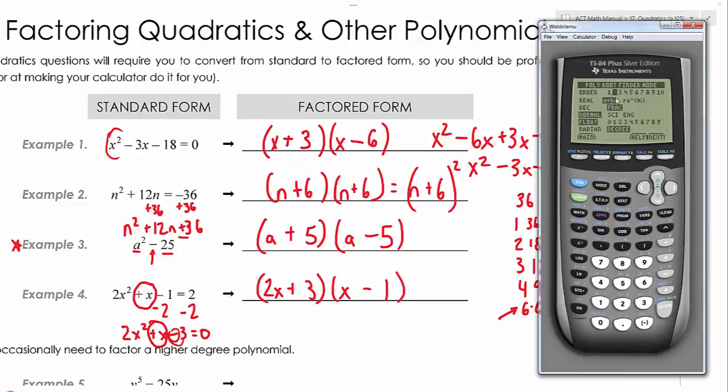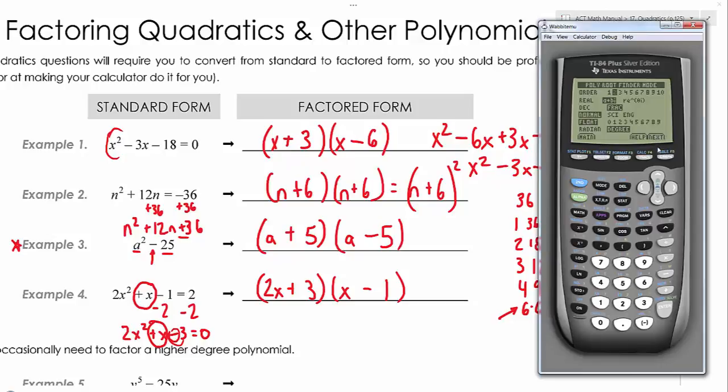So I'm going to keep order 2. I'm going to keep this in complex mode rather than real mode. In other words, I'm going to tell the calculator, give me complex roots if we get them. We're not going to get complex roots here, but I am going to put it into complex mode just in case. And then fraction, normal, float, degree, those are all fine.